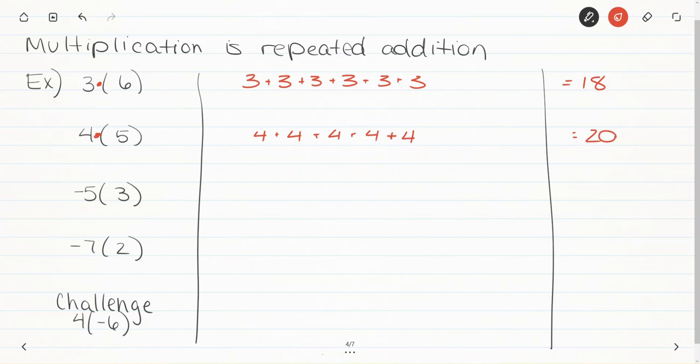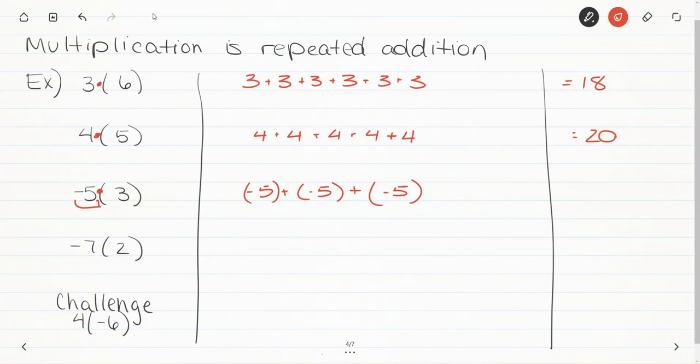All right, now things get a little bit more interesting when we have this negative with the 5, and it's being multiplied. So I have to write out negative 5, 3 times. And what I'm going to do is use a parenthesis to hold the negative with the 5. Because if I don't hold the negative with the 5, it might not draw your eye to it, and it can also mean something else mathematically.